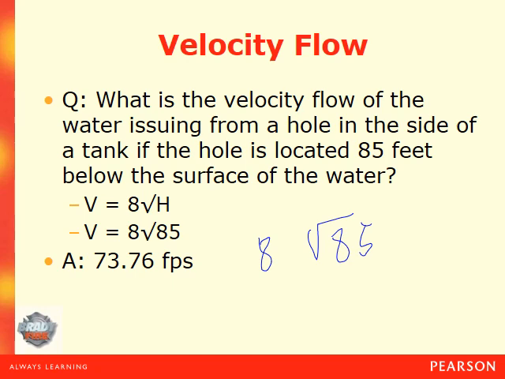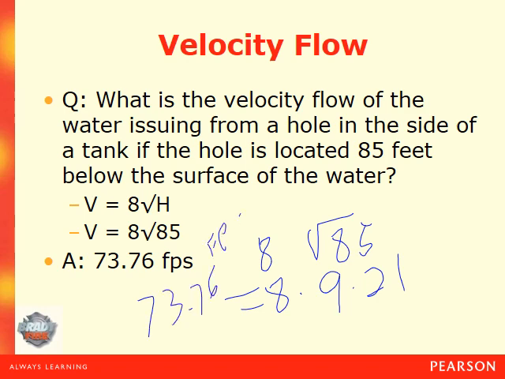So the square root of 85 is going to be, round numbers, 9.21. Then again, we're multiplying that by 8. And that's how you come up with the answer of 73.76 feet per second.